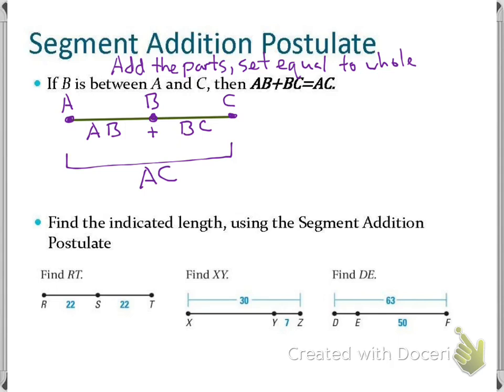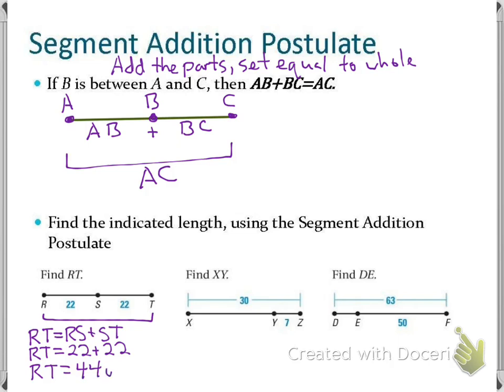So if we look down, we have some examples. First up, I need to find RT. RT is the whole thing. So we're not using the numbers, just writing it out. I know that RT equals RS plus ST. Well, what do I know? I know RS is 22. I know that ST is 22. So by adding those together, I get that RT is 44 units.